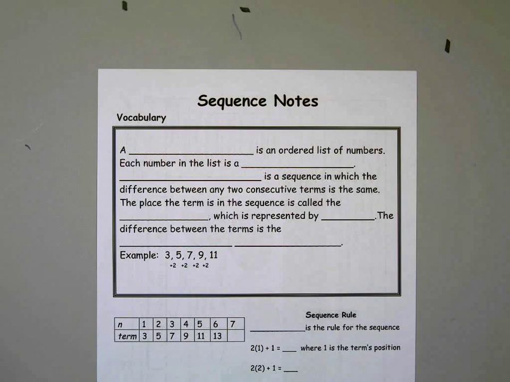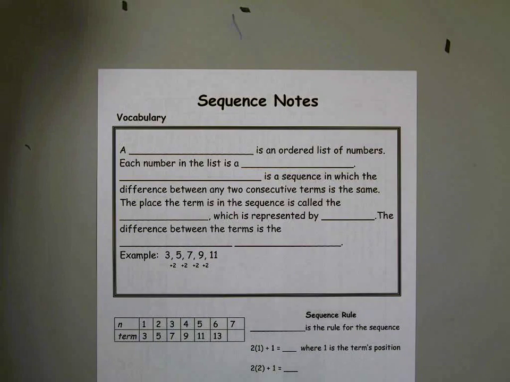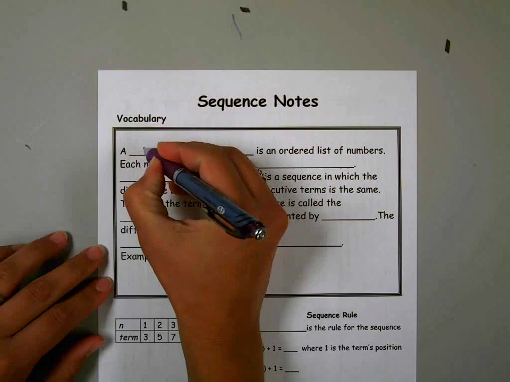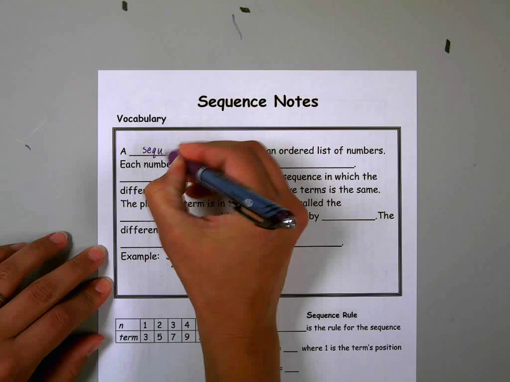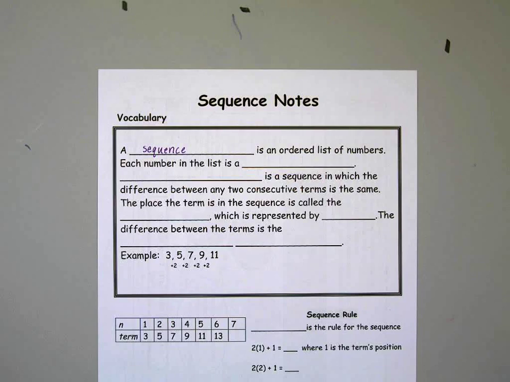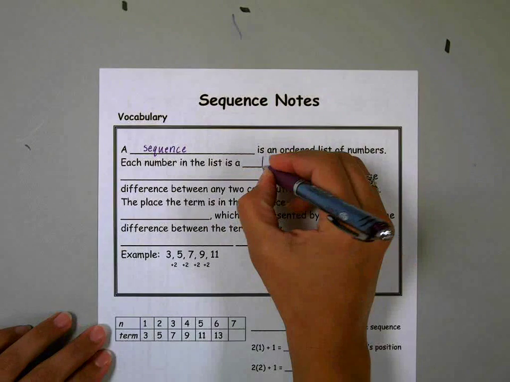Today we are talking about sequences. So we need to start out, there's quite a bit of vocabulary with this, so let's talk about what all these words here mean. So a sequence, which I'm sure you're familiar with, is an ordered list of numbers. Each number in the list is a term.